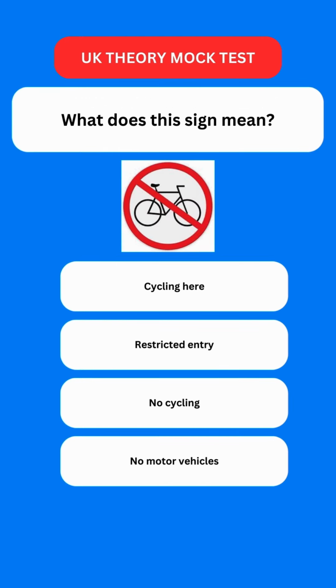Next question is, what does this sign mean? Options are cycling here, restricted entry, no cycling, or no motor vehicles. So the correct option is the third one, no cycling allowed.